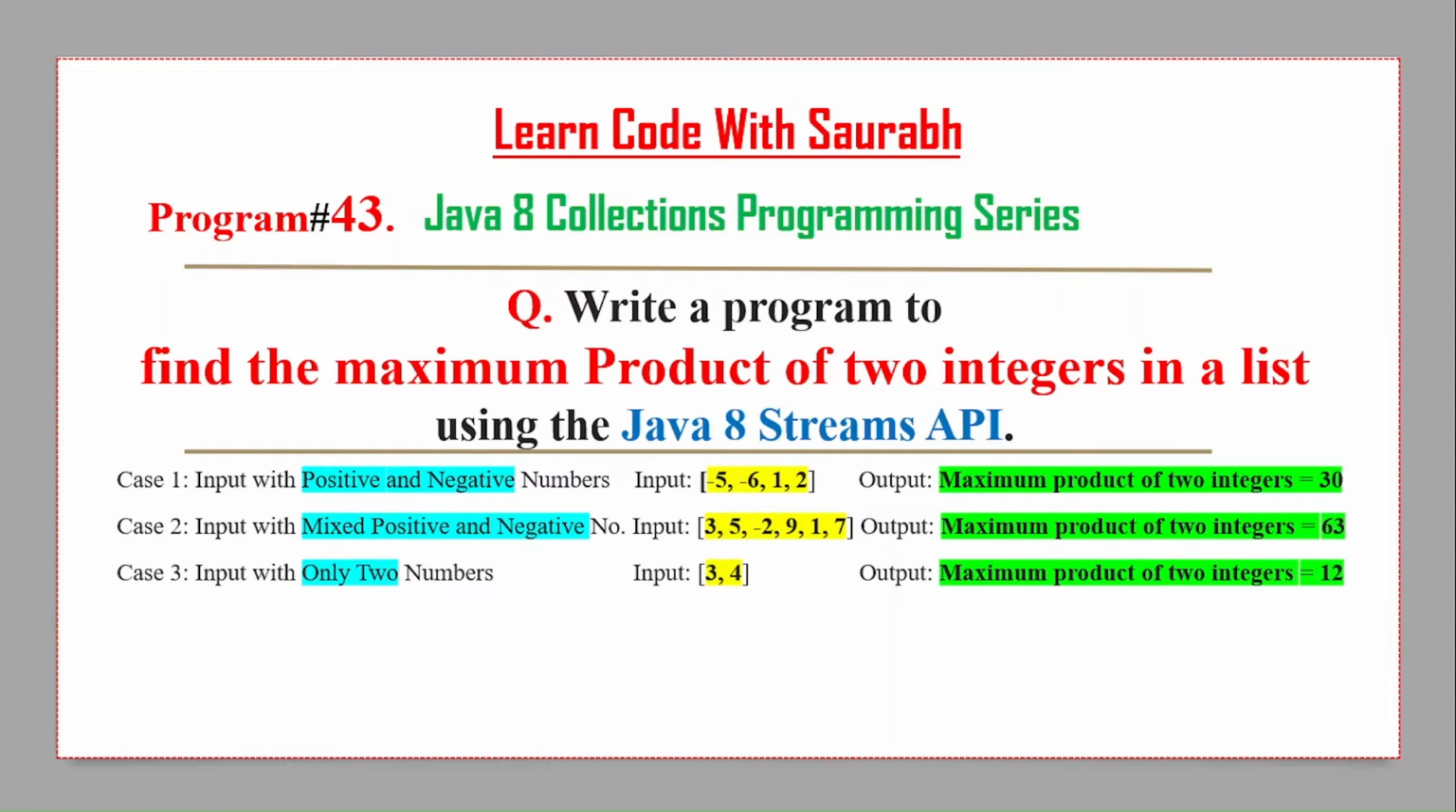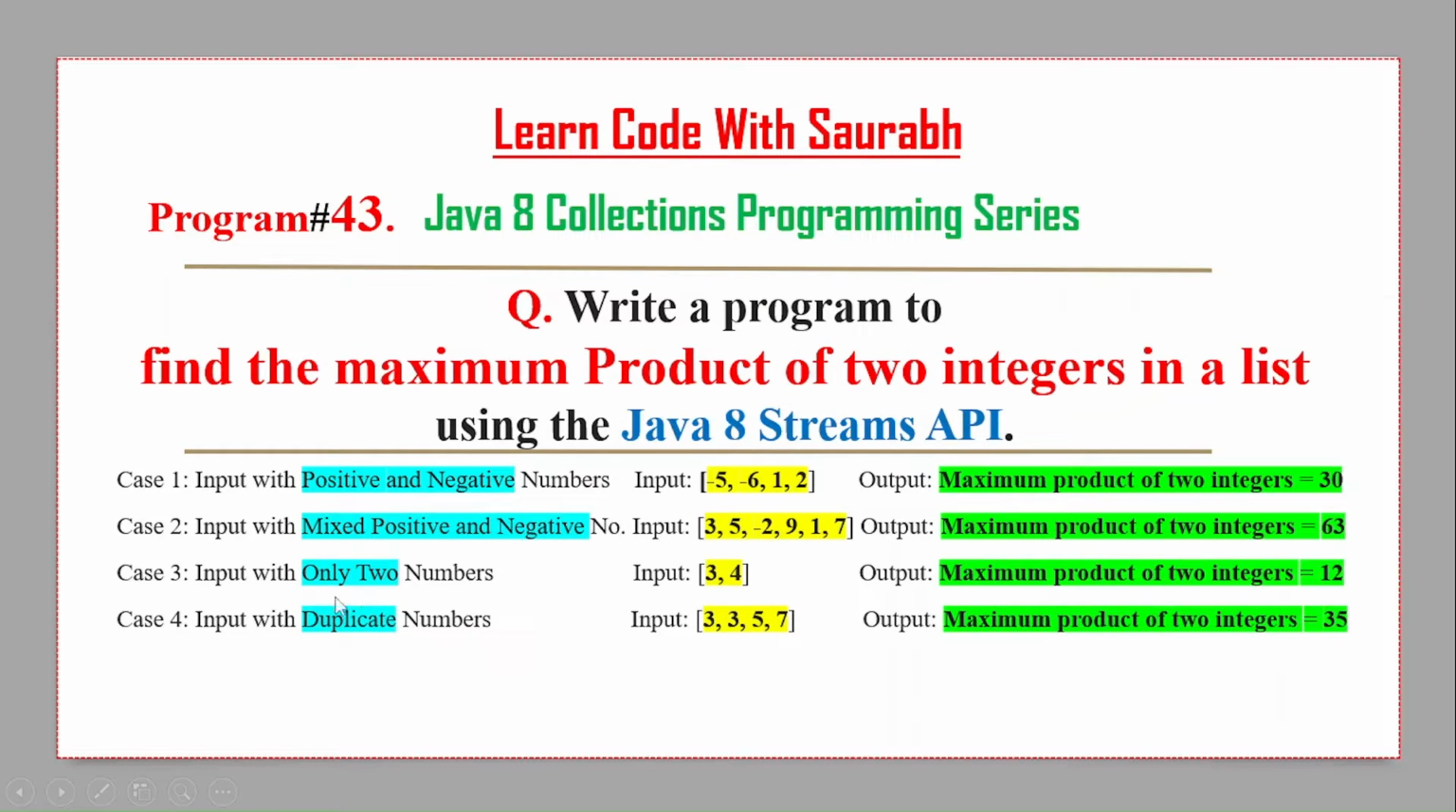And for the third case, we will take input having only two integers. If you see the question, find the maximum product of two integers, so we require at least two integers in a list. So in this case we will multiply 3 into 4 and it will give 12.